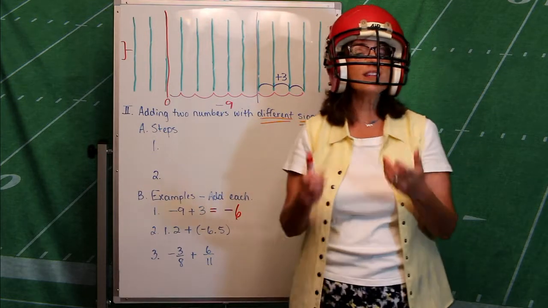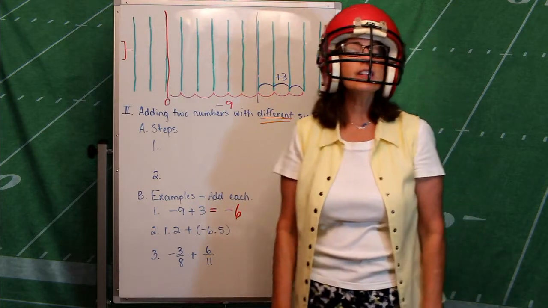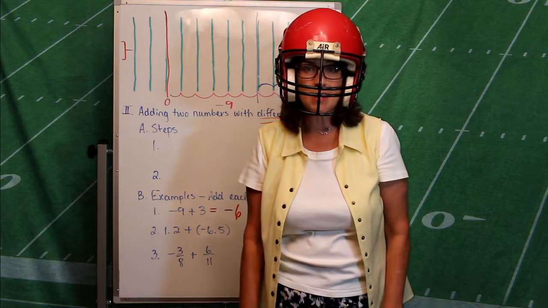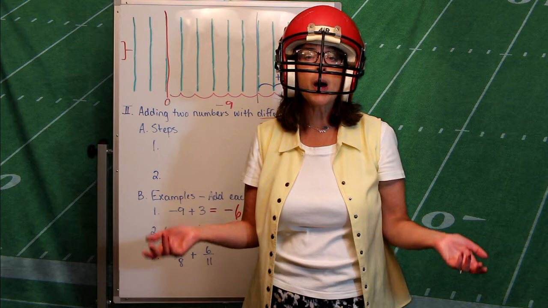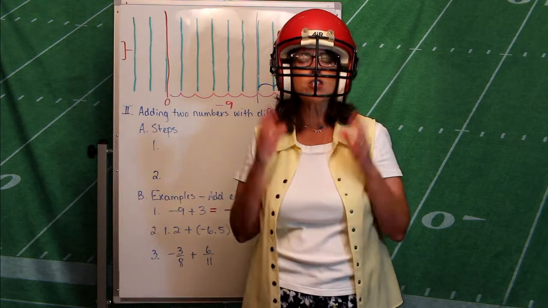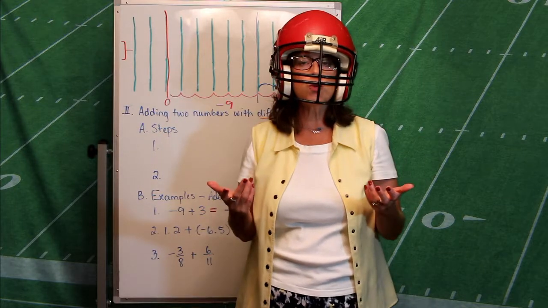So now, once again, like I said before, I really don't want to have to draw a football field every time I'm adding up signed numbers. I don't even want to have to draw a number line every time I'm adding up signed numbers. I need a couple of rules that are going to make this solid for me so that I could just do this in my head.